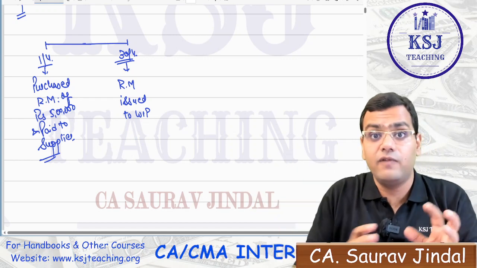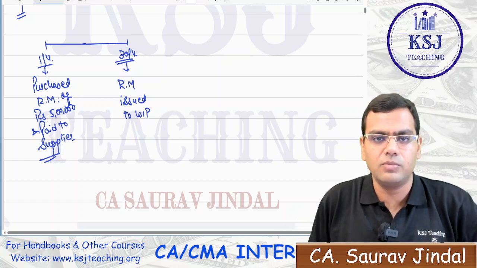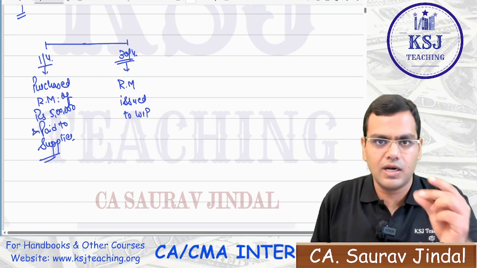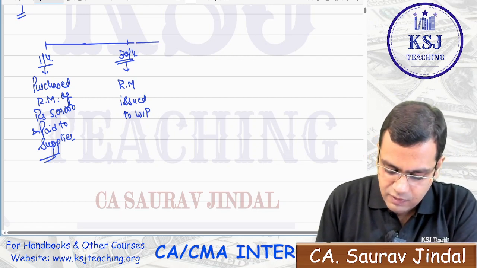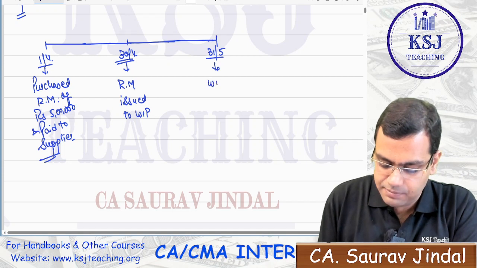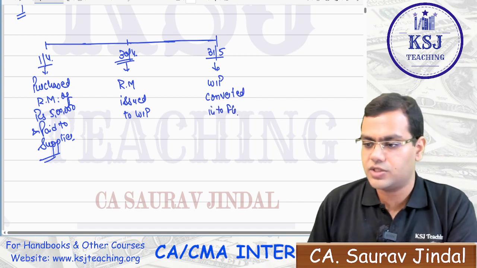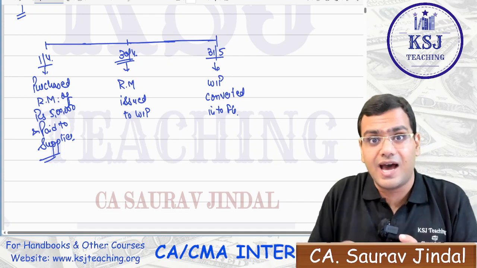Now this raw material will take time to be converted into finished goods. Obviously, sir, it is not going to be converted like this, it is not a genie. Let's say that it took a period of approximately 1 month. On 31st of May, this WIP was converted into finished goods.